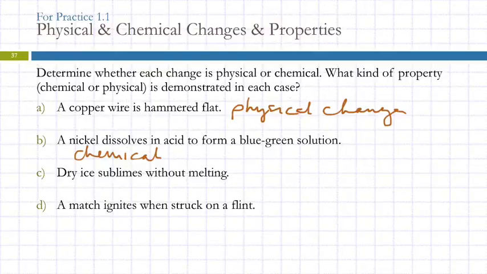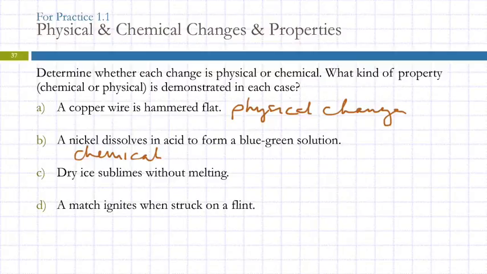So the nickel atoms, what's happening is they become ions and they go into the solution and they cause the solution to have a pretty blue-green color. But the original nickel atoms aren't there anymore. They've been changed. So that's a chemical change. The property that nickel dissolves in acid is a chemical property. Does that make sense?